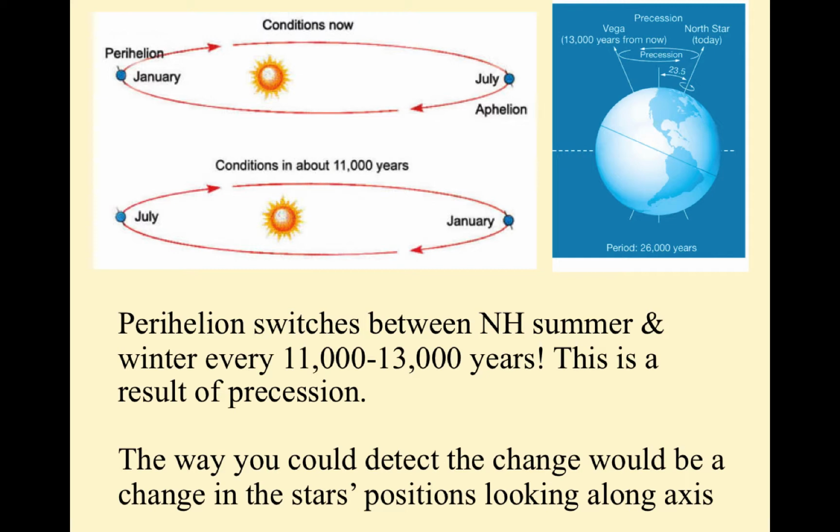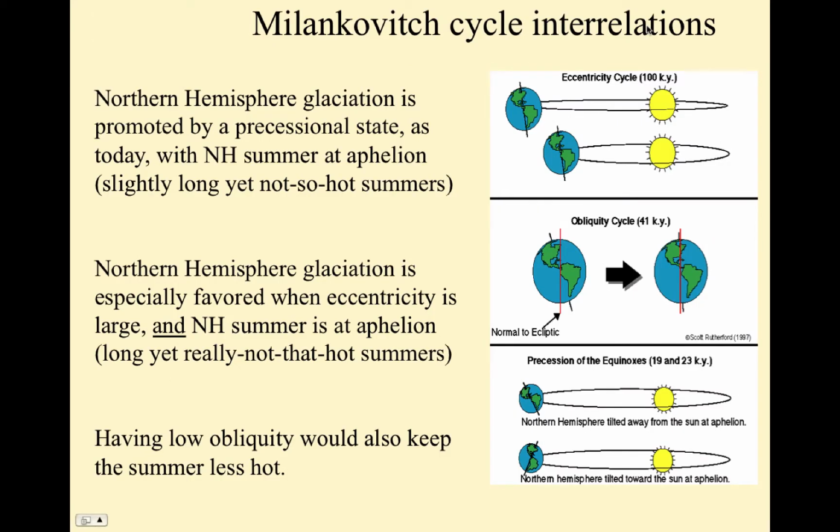In other words, looking to the north, we're looking towards the North Star if you look directly north. However, in about 13,000 years from now, we'll be looking at the star Vega, which is an indication that we are wobbling over time.